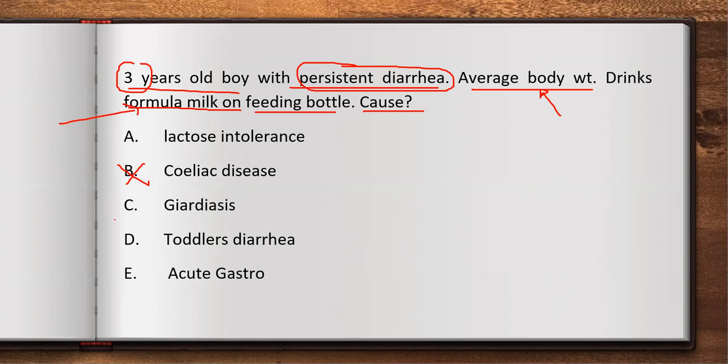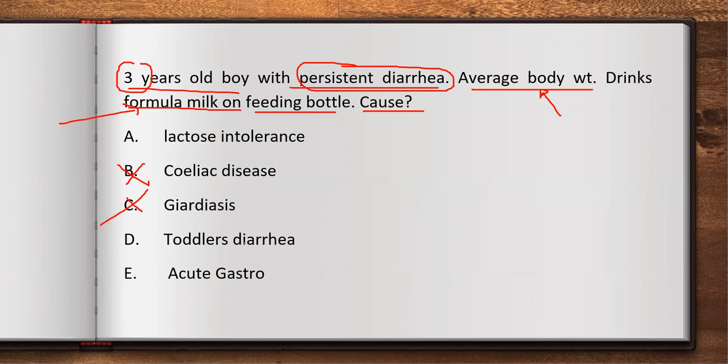Then giardiasis. Giardiasis causes watery diarrhea, which is bubbly, explosive, also foul smelly. Giardiasis is mainly associated with a history of travel. Very unlikely in a 3-year-old who doesn't have any travel history, and there is already a clue of formula milk.